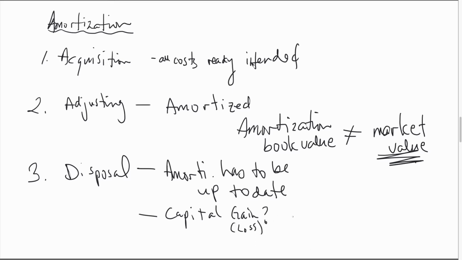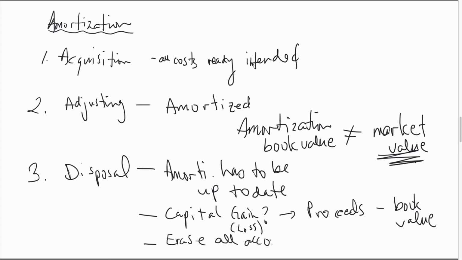And you find that out simply by taking proceeds, in other words, what you sold it for, and you subtract the book value. And if your proceeds are larger than the book value, you've got a capital gain. And if they're not, if the book value was more than you sold it for, then you would have a capital loss. And then the last thing you do is you have to actually get rid of, or erase, all the accounts associated with the asset.